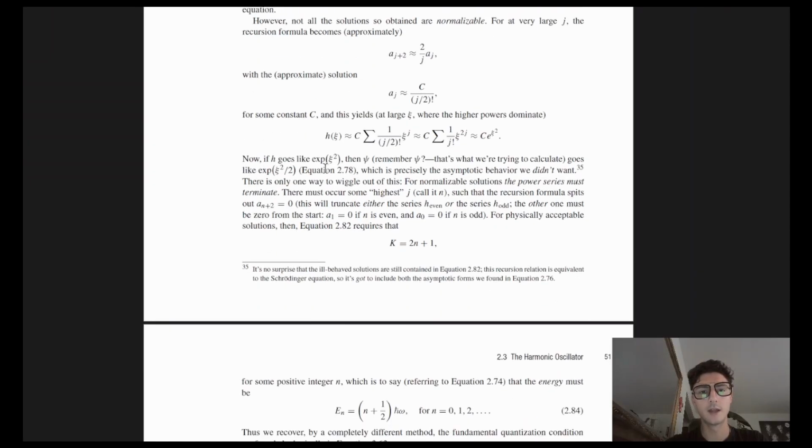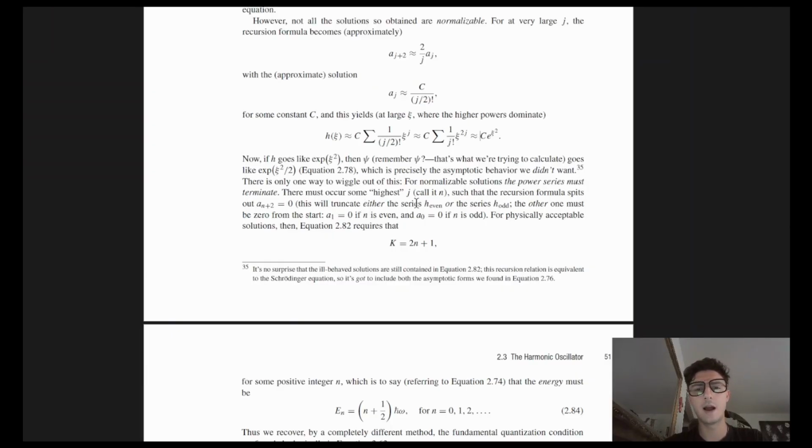Now, if h goes like an exponential, so if h is proportional to e to the power of xi squared, then psi, remember psi, that's what we're trying to calculate, goes like e to the power of xi squared over 2, equation 2.78, which is precisely the asymptotic behavior we didn't want. There is only one way to wiggle out of this. For normalizable solutions, the power series must terminate.